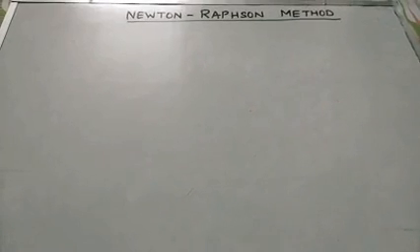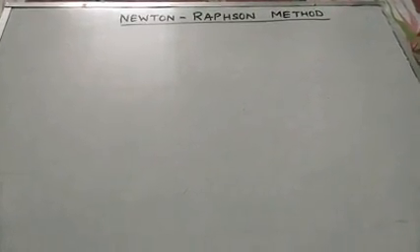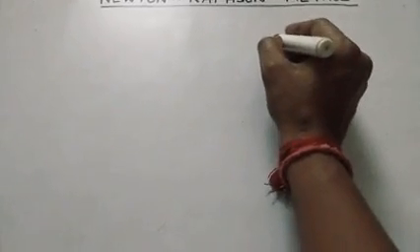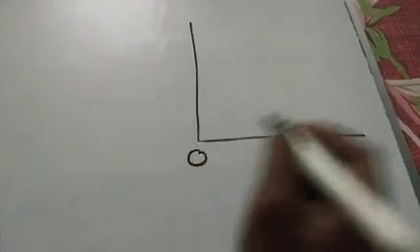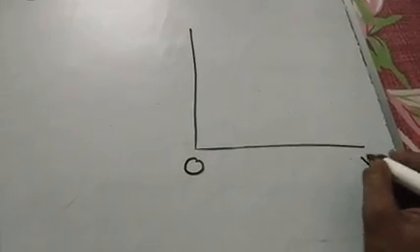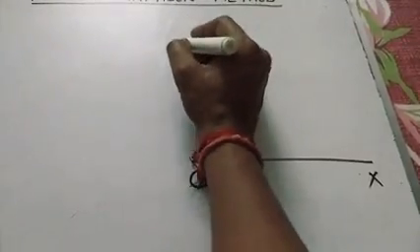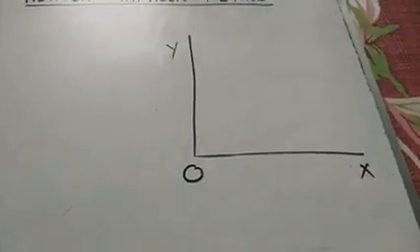So let us first of all discuss this method geometrically. How? Okay. Suppose I'm drawing a two-dimensional curve. Can you see the two-dimensional curve? Okay. This is your origin. This is the x-axis. This one is the y-axis.